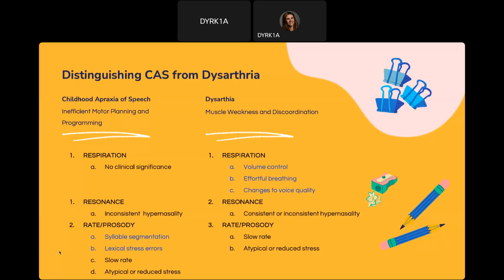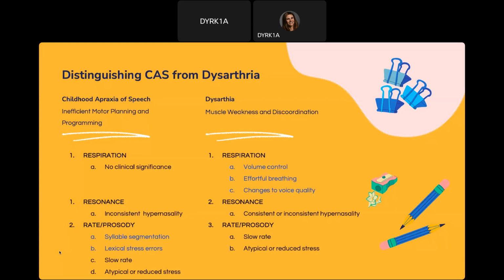And then resonance, this leads into resonance. So with apraxia of speech, you're going to have inconsistent hypernasality. In dysarthria, you could have consistent or inconsistent hypernasality. I see more of a consistent hypernasality, but it could be either one.